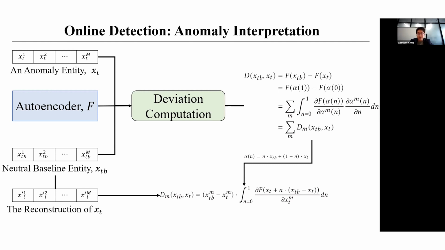Given an anomaly entity and its corresponding neutral baseline entity, the deviation computed by the autoencoder between them is the sum of the deviation of each dimension. Since anomalous dimensions deviate significantly from normal dimensions, the deviation of each dimension can be used to analyze the root cause of the anomaly. Dimensions with larger gradient deviation are more likely to be the root cause of the anomaly.